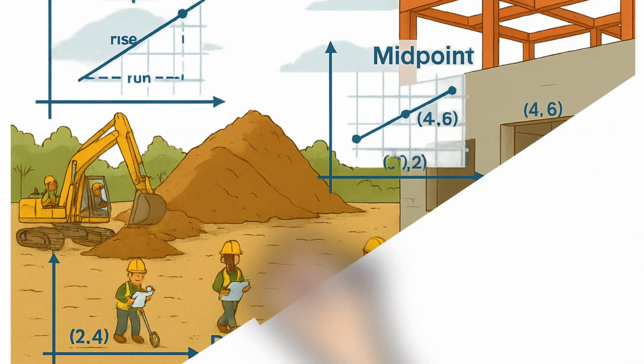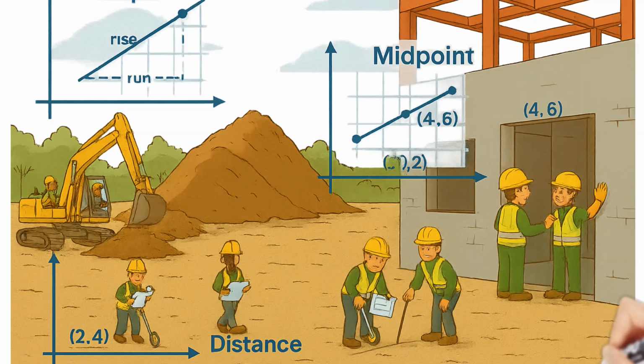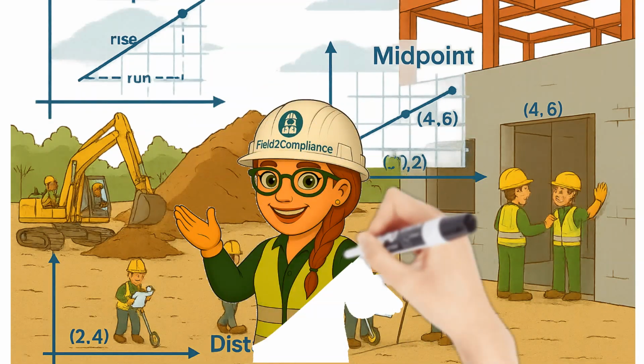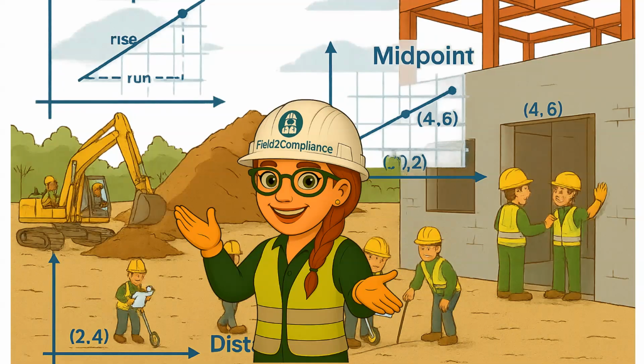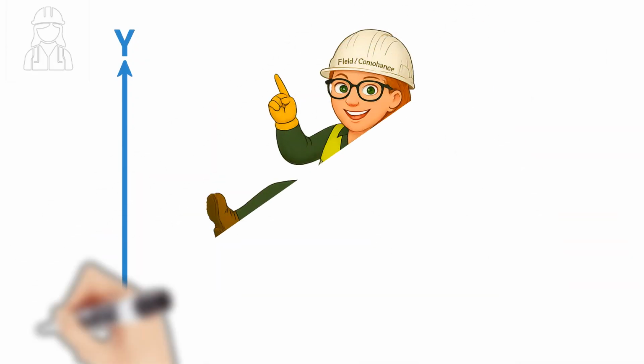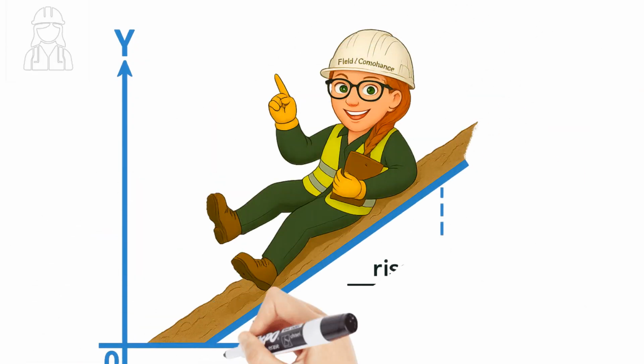On the coordinate plane, we can calculate different things about lines and points, and three of the most common are slope, midpoint, and distance. In this lesson, we'll start with slope, then move on to midpoint and distance so you can see how all three of these connect.